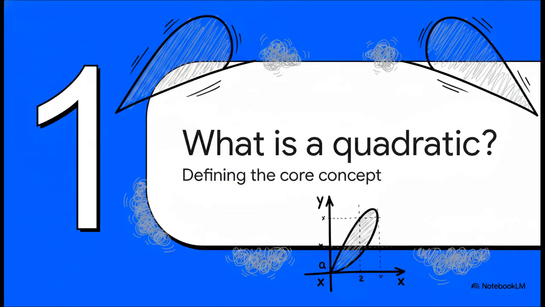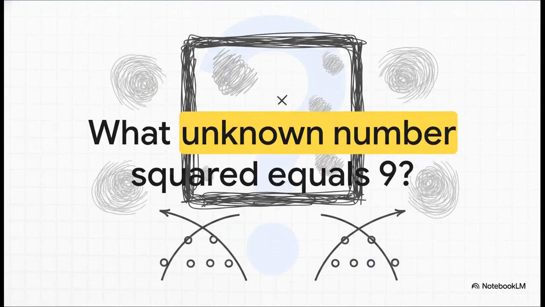Okay, part 1. What is a quadratic equation? Before we even look at any fancy formulas, we need to define the core concept we're tackling today. I want you to use your pure mental power to answer this quick question. What unknown number multiplied by itself gives you 9? Take a second. You probably immediately thought of the number 3, right? Because, obviously, 3 times 3 equals 9.